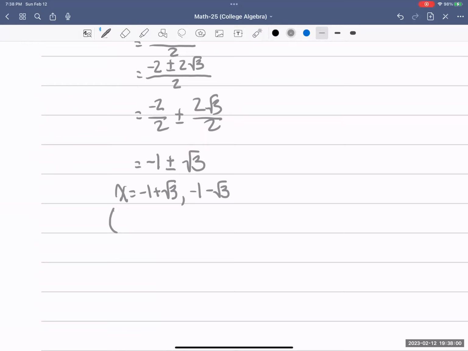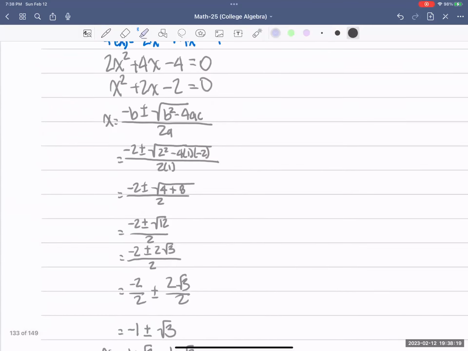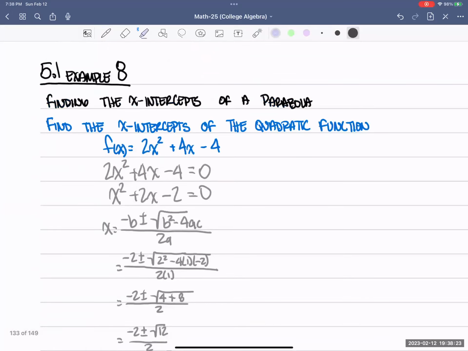So when x is -1 plus root 3, y is 0. And when x is -1 minus root 3, y is 0. And there we go, that's our solution. Those are our two intercepts of the quadratic function that we were given.